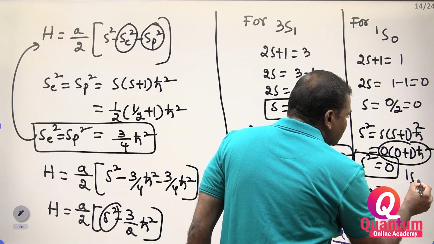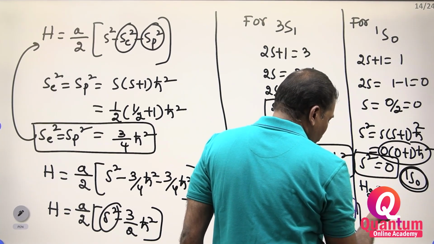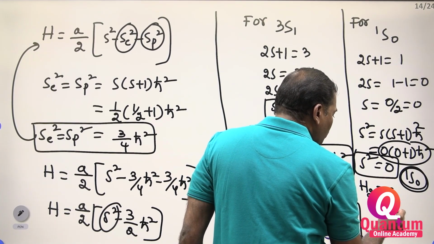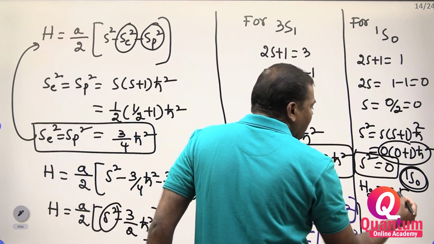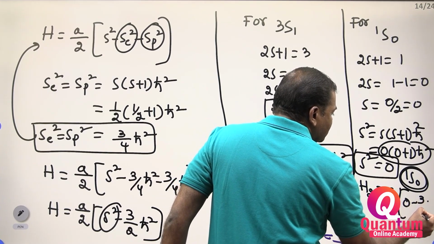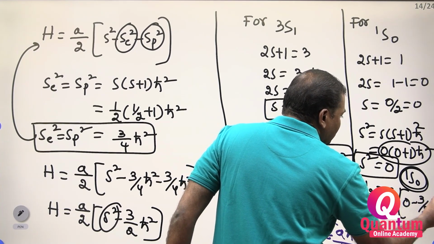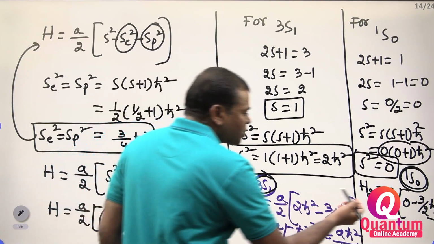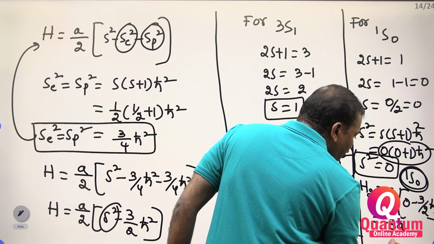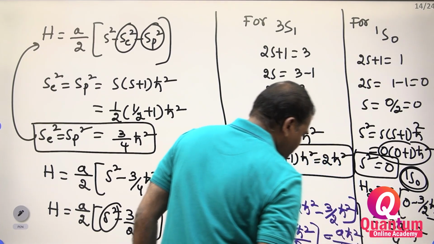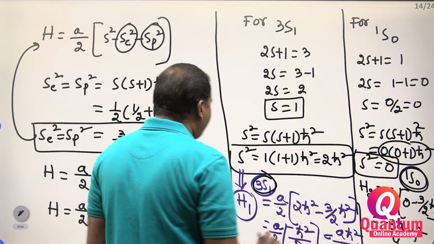Which state is it? The 1S0 state you have to take. A by 2 into S square, how much are we getting here? 0 minus 3 by 2 H cut square. Therefore, minus 3A by 4 into H cut square.